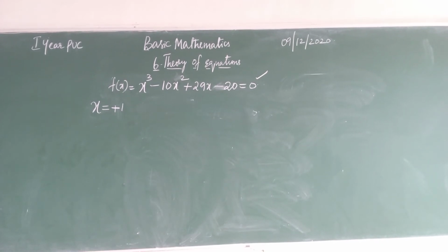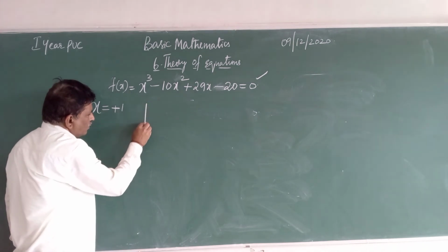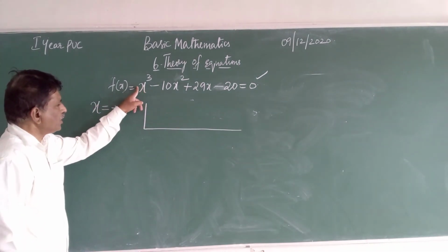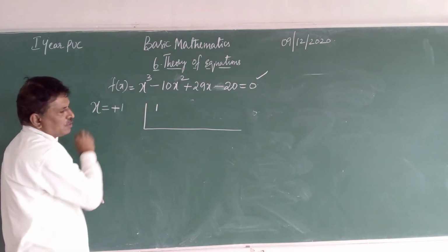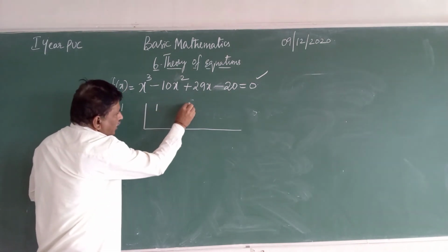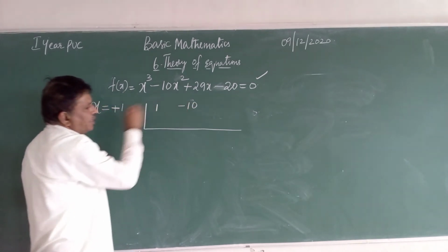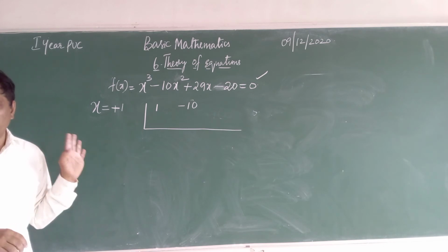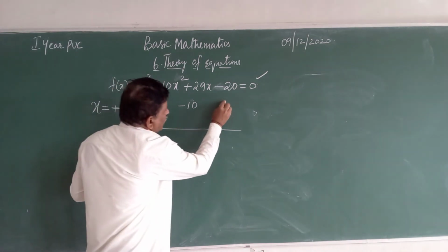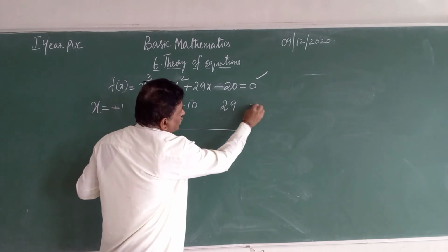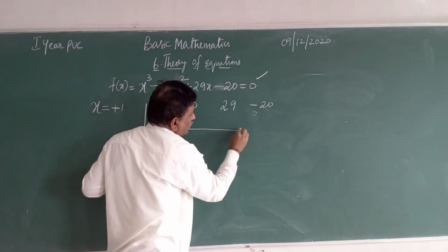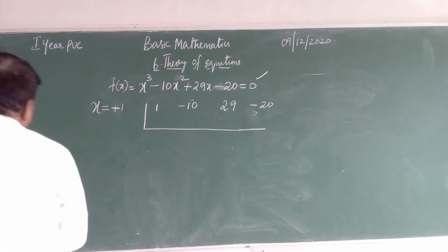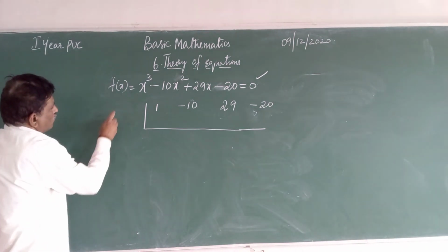Yes. For synthetic division, you write all the real numbers. That means coefficient of x cube 1, coefficient of x square 10 with a negative sign. If it is negative sign, you have to write with the sign. Positive, we are not writing it. That's all. Then 29. Then constant value is minus 20. What we got? X is equal to plus 1.